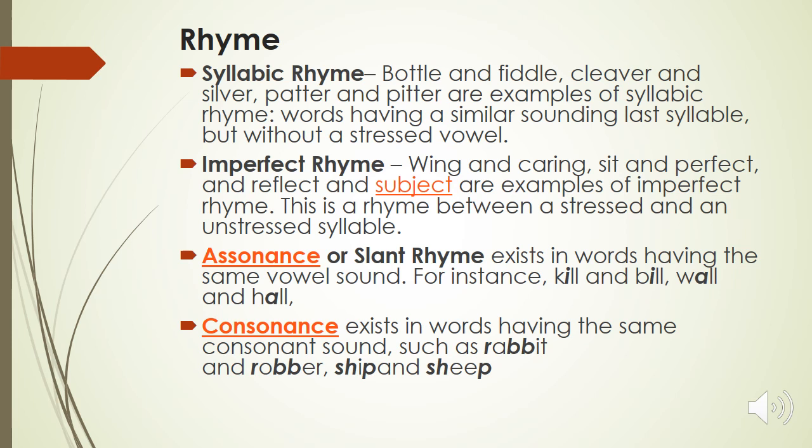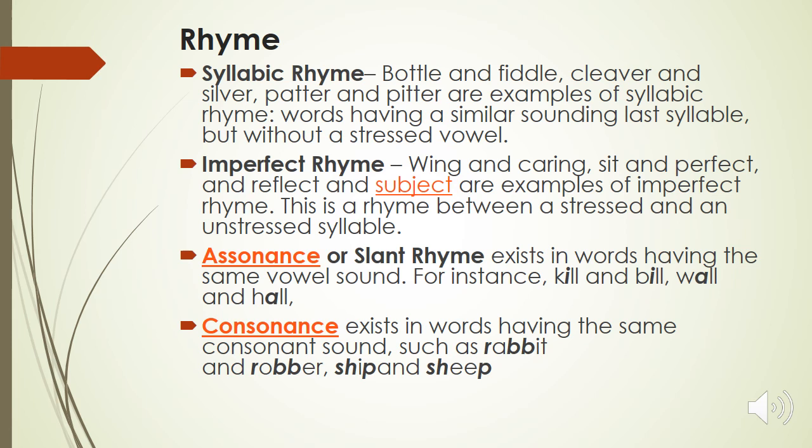The first one will be the syllabic rhyme. Bottle and fiddle, cleave and silver, patter and pitter are examples of syllabic rhyme. That is, the words have a similar sounding last syllable but without the stressed vowel. Then goes imperfect rhyme. For instance, wing and carrying, perfect and reflect, and the subject are examples of imperfect rhyme. This is a rhyme between a stressed and unstressed syllable.